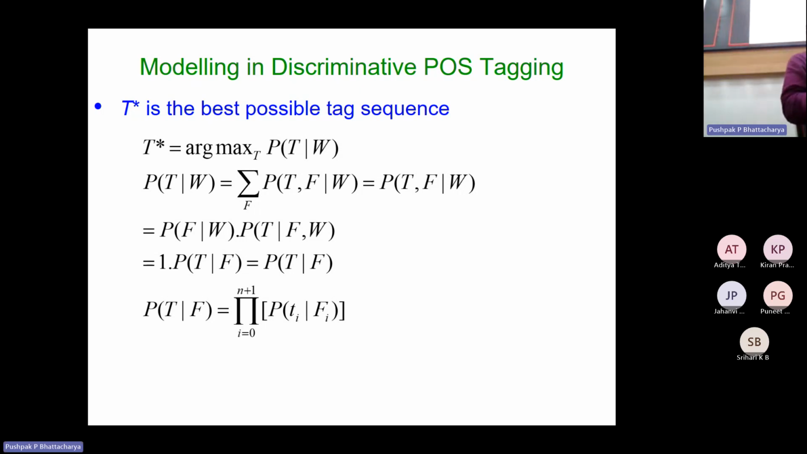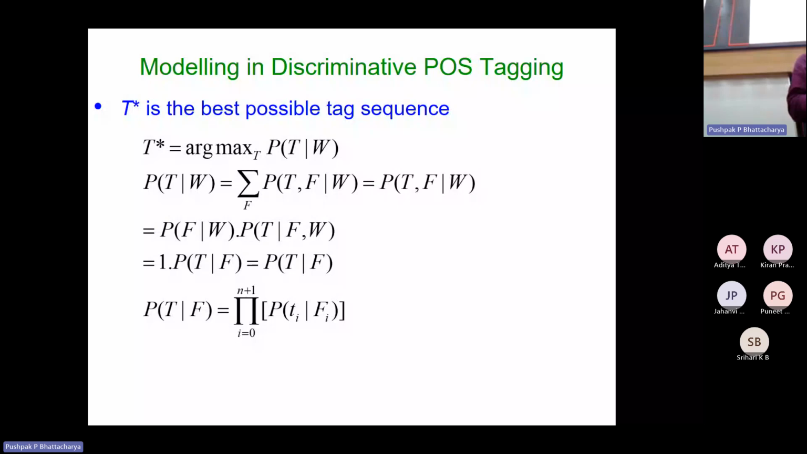is estimated as probability of T given F, the feature vector. Actually, it will be a tensor, right? It will be a vector of vectors. So at every position, we have a feature vector. And if the feature vectors are collected, then it will be a vector of vectors. All right. So probability of T given W is probability of T given F. And this becomes probability of Ti given Fi with a product varying from 0 to the length of the input.